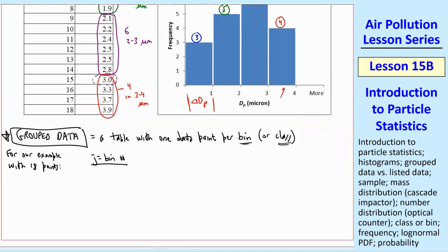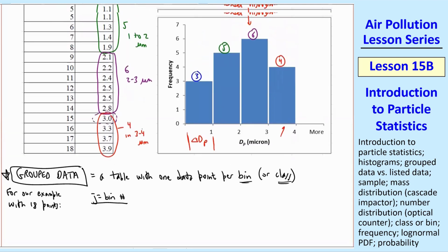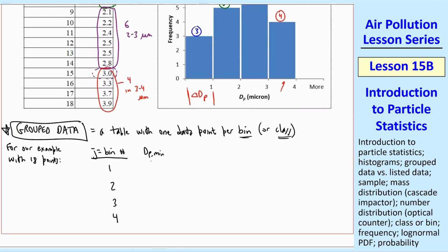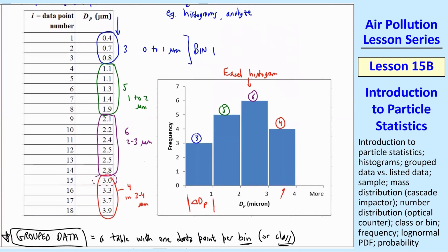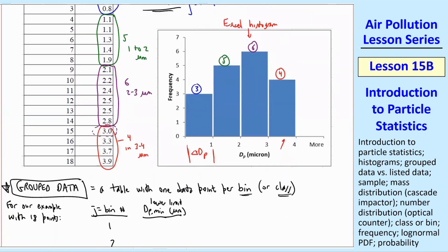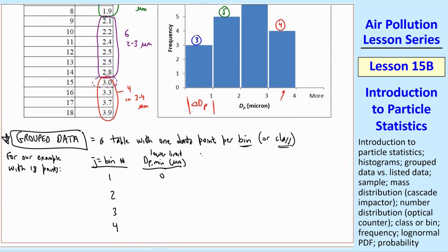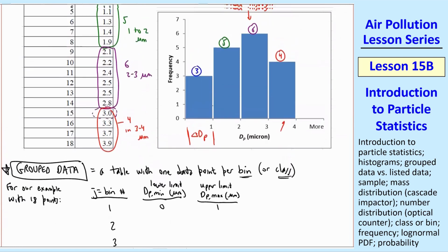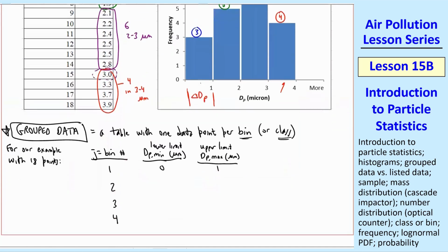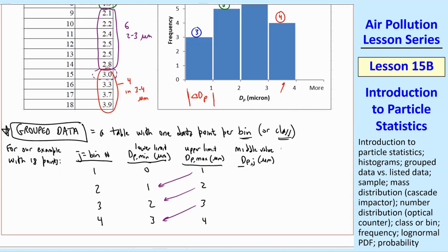Let j equal the bin number or the class number. We'll use the same ones we have up here, so there's 4 of them. We'll let dp min be the lower limit. So the first bin goes from 0 to 1 microns, so we'll call the lower limit 0. Likewise, the upper limit, dp max, is 1. And then for the other 3, we go from 1 to 2, 2 to 3, and 3 to 4. Notice that this 1 goes to there, and this 2 goes to there, this 3 goes to there. The middle value is just the average of the 2 to the left, so it's the average of 0 and 1 here, which is 0.5, the average of 1 and 2, which is 1.5, etc. It's just the middle value between this column min and this column max.